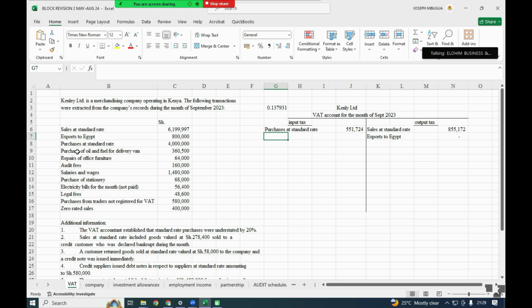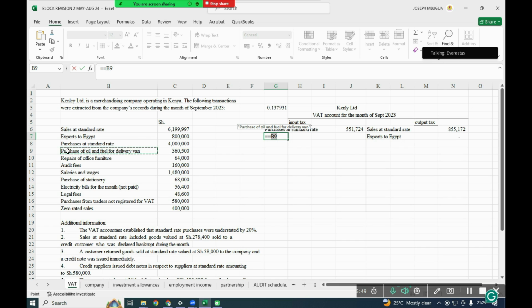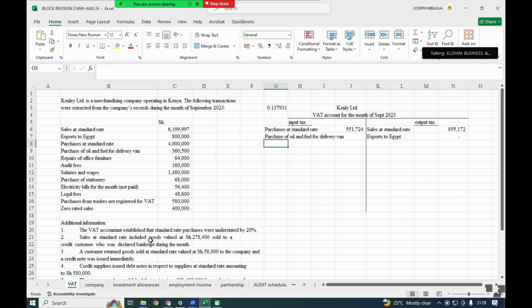Then we have the purchase of oil and fuel. Again, this one is deductible. Yes, there was an adjustment to be done for purchases at standard rate under note 1. The VAT accountant established that the standard rate purchases were understated by 20%.